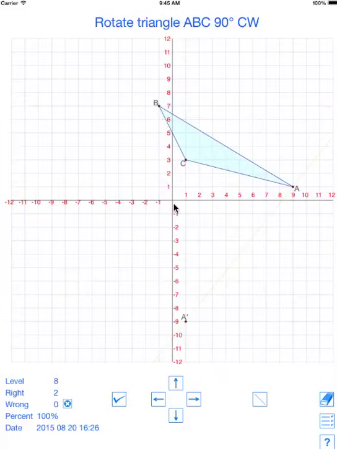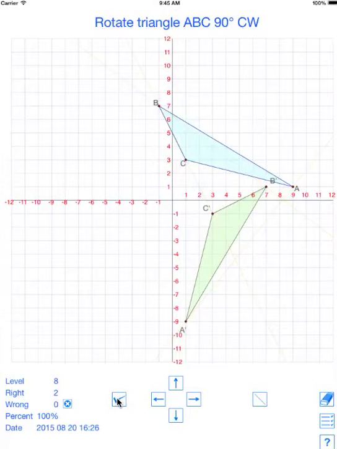It's in quadrant number 2 at, well, negative 1, 7, but we're ignoring the signs, so 1, 7, so we're going to end up at 7, 1, like that. And the C is at 1, 3, so it's going to end up down here at 3, 1. All right, and then click the check button to check to see if we're right.